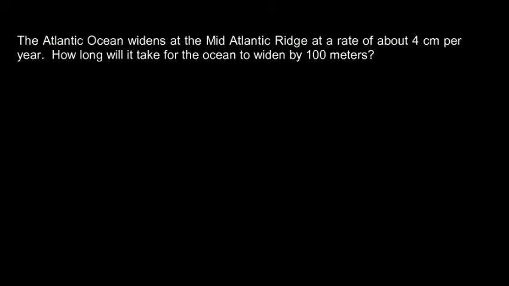So with that in mind, we should be able to answer this question. The Atlantic Ocean widens at the mid-Atlantic ridge at a rate of about 4 centimeters per year. In other words, the plates there, the Atlantic plate and the European plate, are spreading apart right there. And there's actually a mountain range underwater called the Mid-Atlantic Ridge.